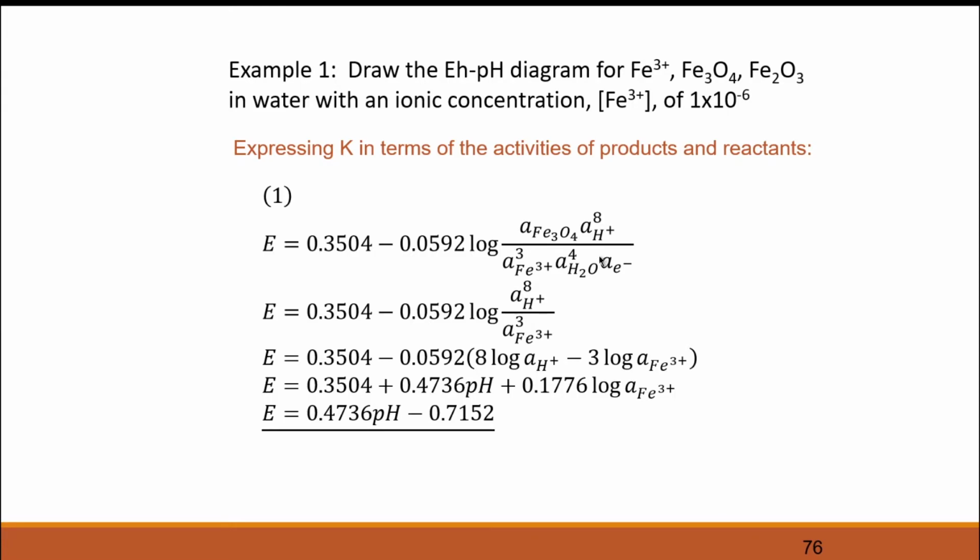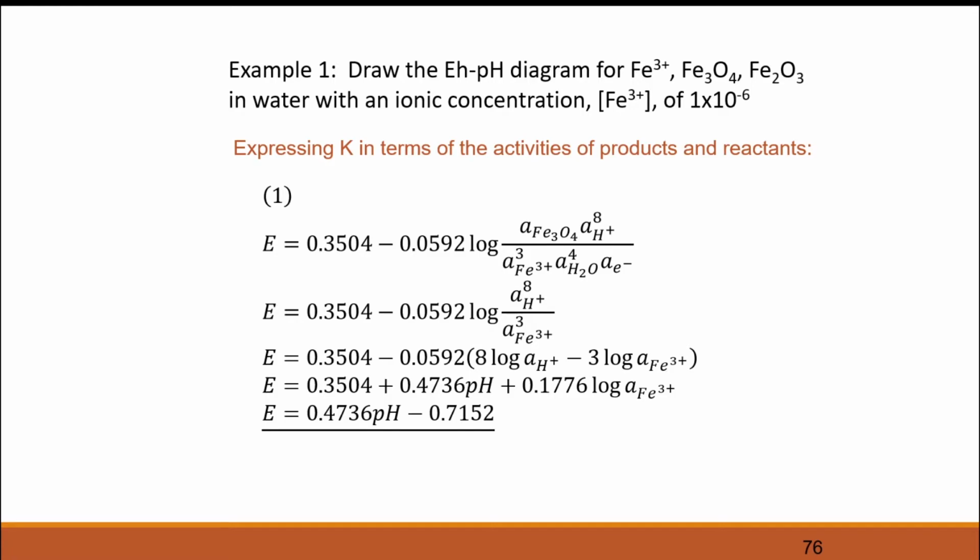Okay, so these terms, Fe₃O₄ and the activity of H2O, are just equal to 1 because these are stable, pure condensed phases. Again, from MetE17, you remember that when the phase is condensed, we have no charge and the activity is just equal to 1. Then the activity of the electron is just equal to 1 as well. Okay, so this will simplify to the activity of H plus raised to the power of 8 divided by the activity of Fe3 plus raised to the power of 3.